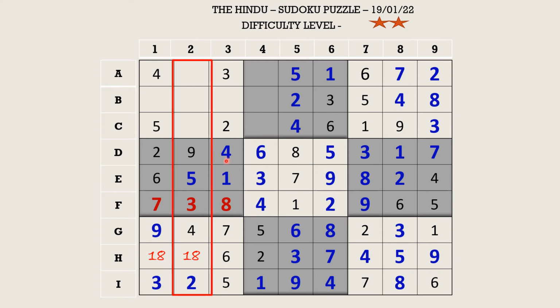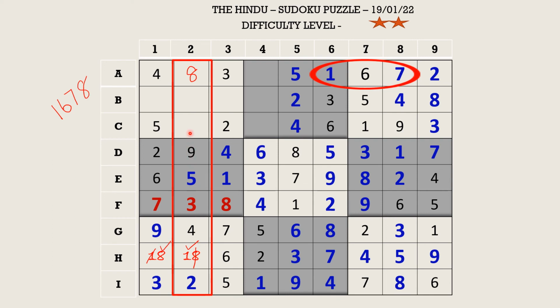Let's try to fill column 2. There are 4 empty cells here and the missing numbers are 1, 6, 7 and 8. In row A, there is 1, 6 and 7 blocking. So A2 takes 8. So this 8 cancels out the 8 here in H2. And H2 becomes 1 and H1 becomes 8.